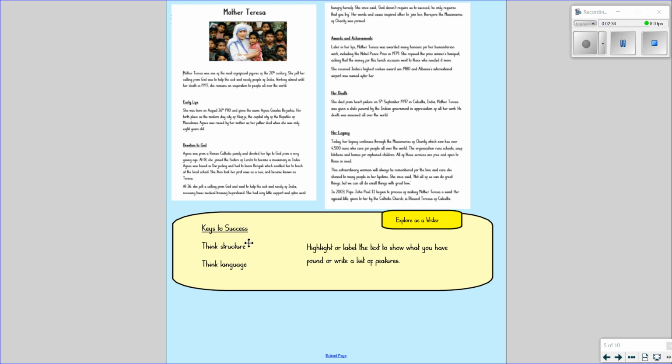Think about the structure. Think about how it's set out on the page. Think about the language used. Okay. Have a little go at that, pause the video, and then when you've finished, turn it back on, and let's see if we've got the same sorts of ideas. Off you go.